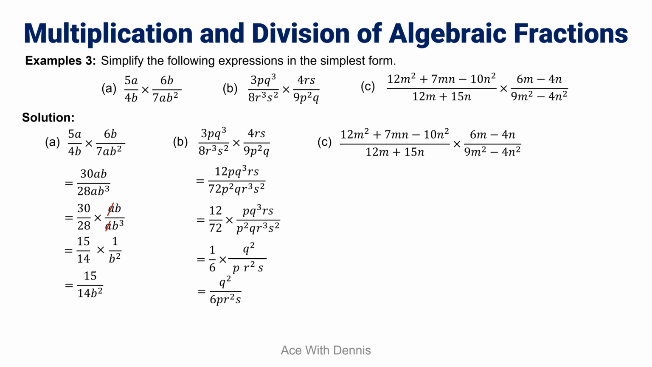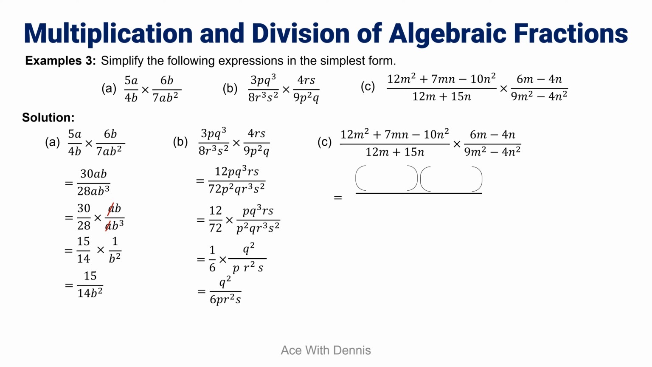Next, for c, 12m squared plus 7mn minus 10n squared over 12m plus 50n times 6m minus 4n over 9m squared minus 4n squared. So by just looking at this example, do you have any idea how to simplify? So let's do it. For the first fraction in the numerator, 12m squared plus 7mn minus 10n squared, let's use double bracket to factorize it.